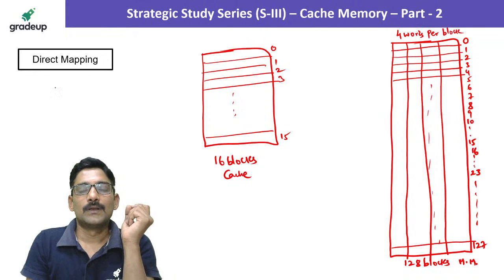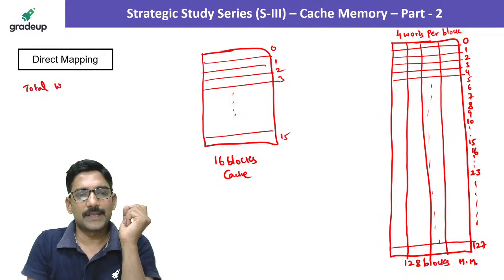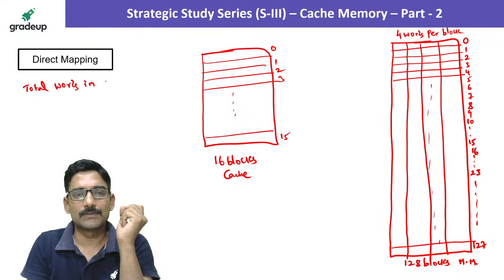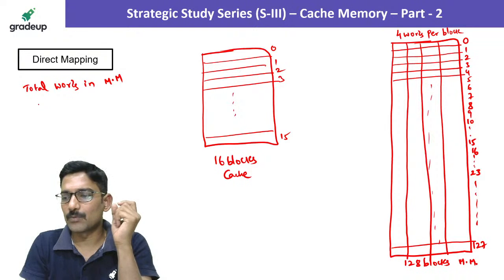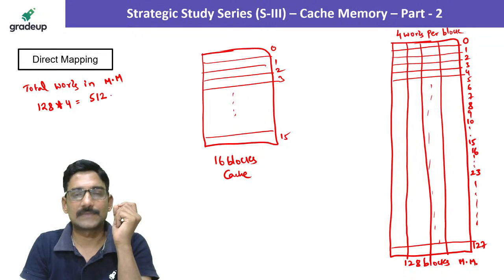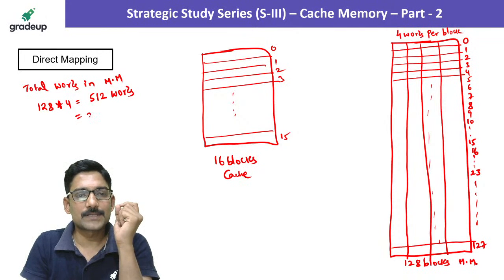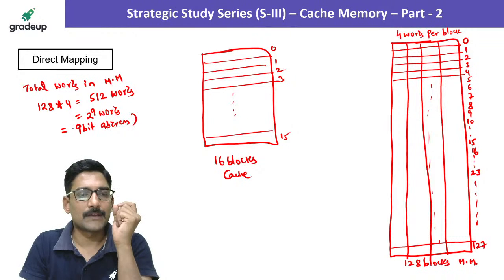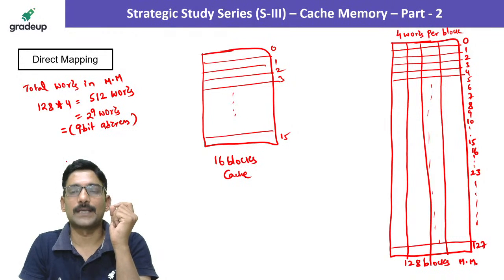Now, the total number of words in main memory are how many? There are 128 blocks, and in every block there are 4 words. So that is 512, right? 512 words, which is 2 power 9 words. That is a 9-bit address. So every word will have a 9-bit address.